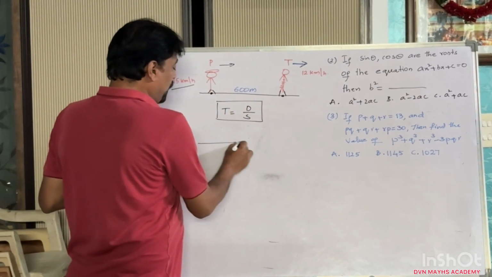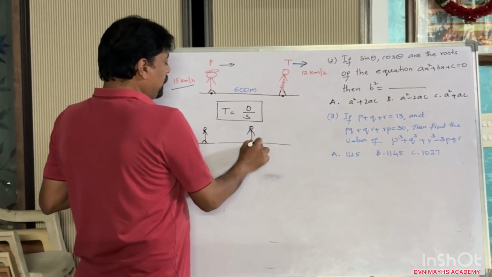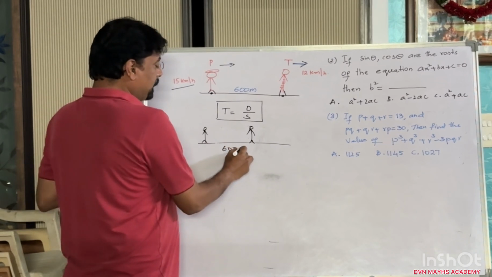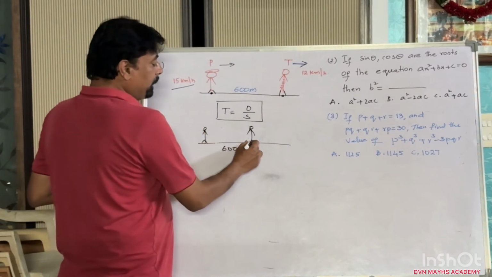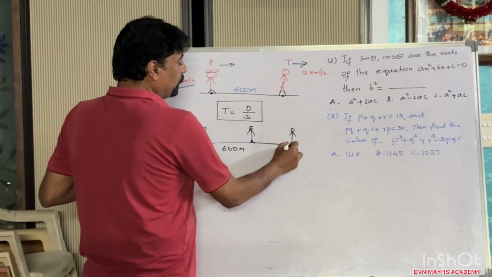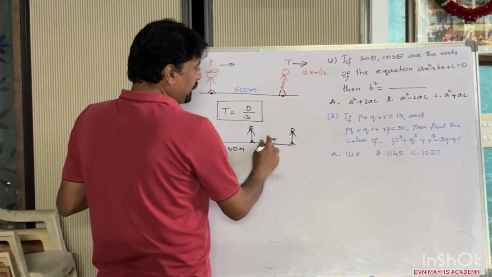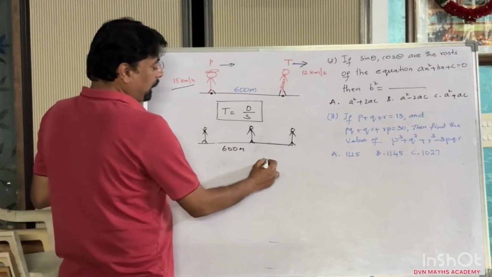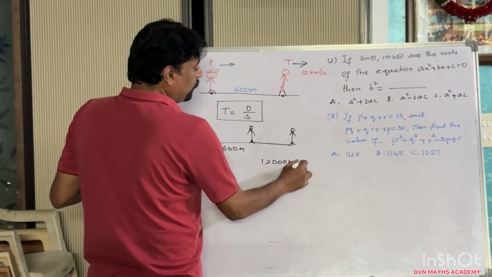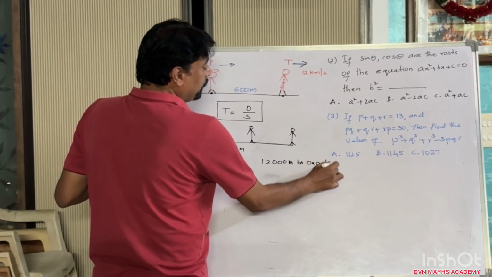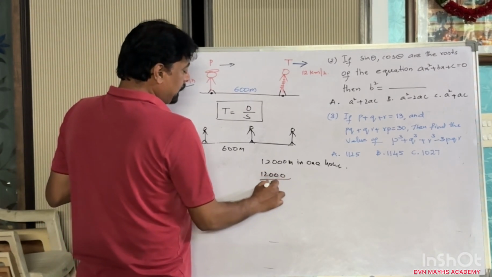So again I want to draw the figure here. This is the police and this is the thief. The distance between these two is 600 meters. But after 1 minute, the police started. So in 1 minute, how much distance this fellow will go, that we need to find. So in 12 kilometers per hour, the thief will run 12,000 meters in 1 hour. So in 1 minute, how much? It means 12,000 by 60.